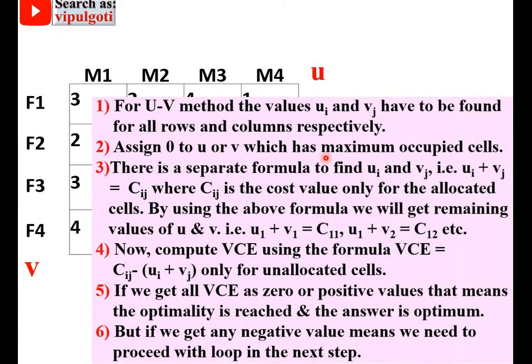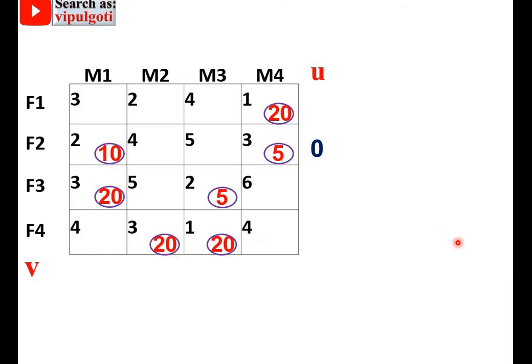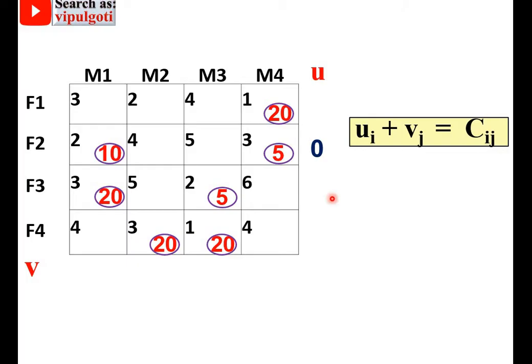Now once again see the step. There is a separate formula to find Ui and Vj, and for that you should remember Ui plus Vj is always equal to Cij, where Cij is the cost value, and that is for all allocated cells only. So that operation you have to do for the allocated cells only. Now we are going to follow the same step. You need to remember this formula, Ui plus Vj must be equal to Cij.